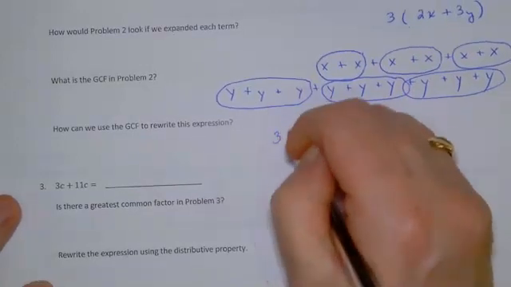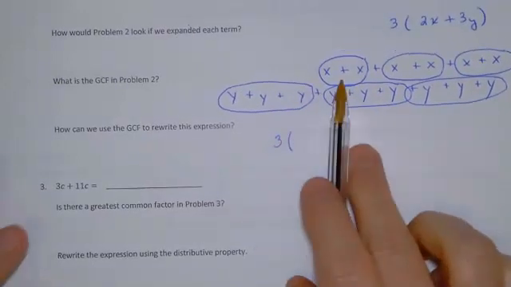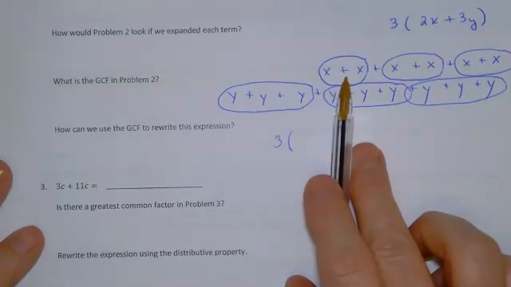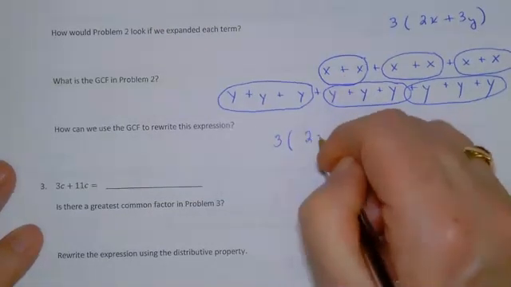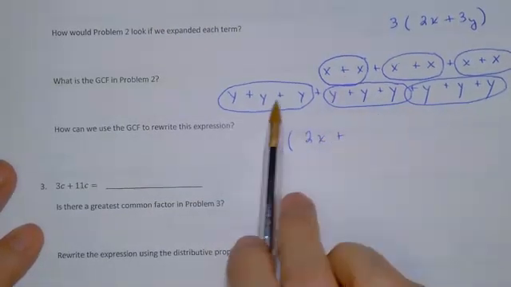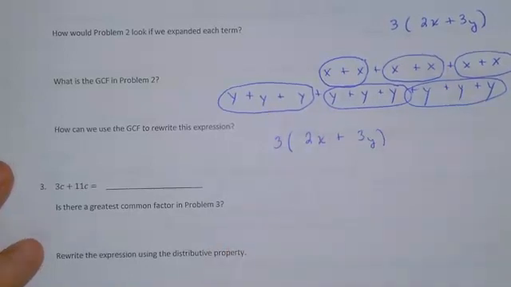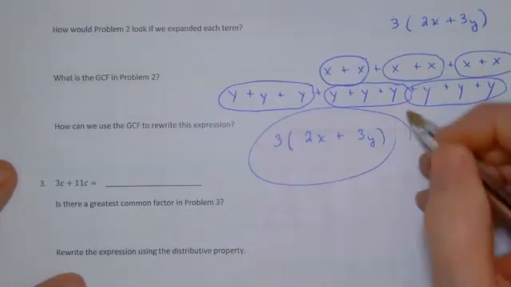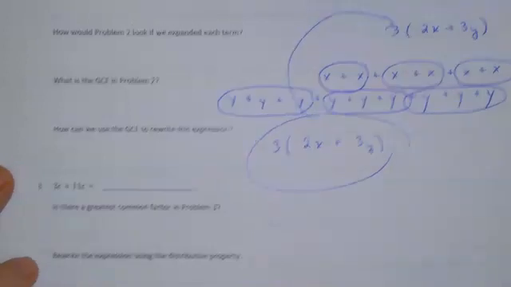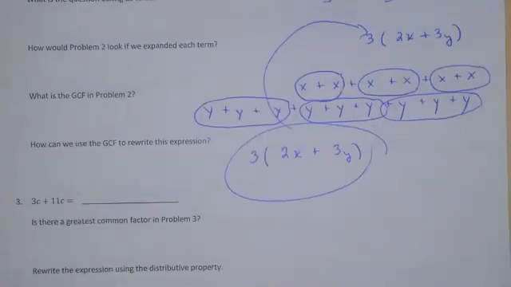So I have 3 groups of, what's inside each of these? 2x. And what's in each side of this? 3. Which is the same as this. So basically what we're going to practice is how to rearrange those in different orders by factoring things out.